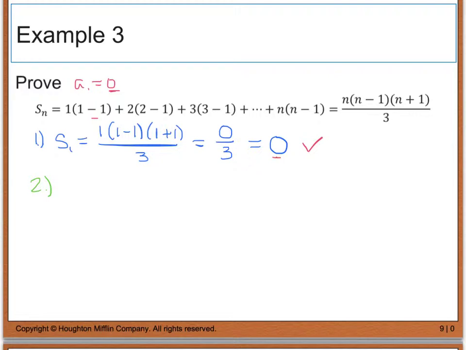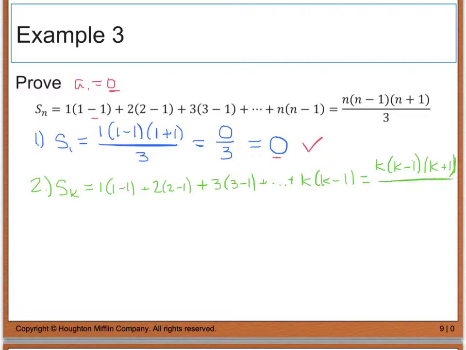The first thing I'm going to do is replace every n with a value of k. So I end up with S sub k is equal to 1 times (1 minus 1) plus 2 times (2 minus 1) plus 3 times (3 minus 1) plus, and then I have k times (k minus 1), which is equal to k times (k minus 1) times (k plus 1), all divided by 3.